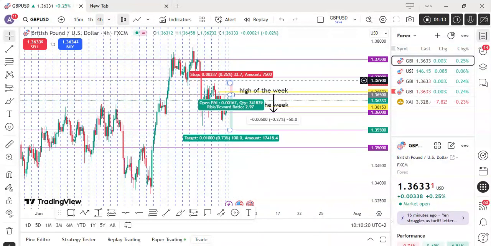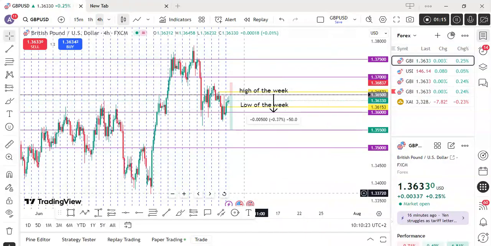You can see from the essence of the psychological levels, price tends to react at the psychological levels. Price tends to either reject or break. From this level, it got to this level, then it rejected. It got to this level, it rejected. It got to this level, it broke. So these are very, very important areas in the market.